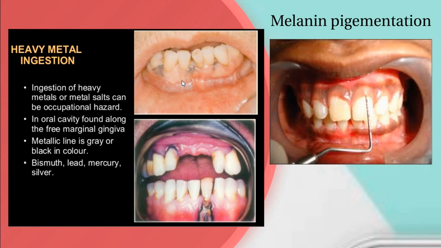And also we have color changes due to metallic pigmentation. Like for example, here or here. Color changes of gingiva occur also due to the heavy metal absorbed systemically, either due to occupational hazards or medicinal use. Bismuth, arsenic, and mercury products. These kinds of metals produce a black line that follows the contour of the gingiva.